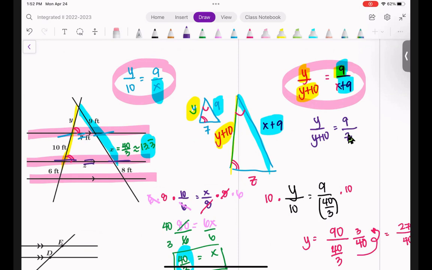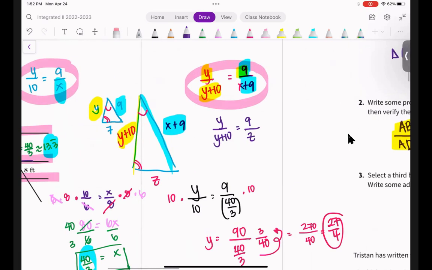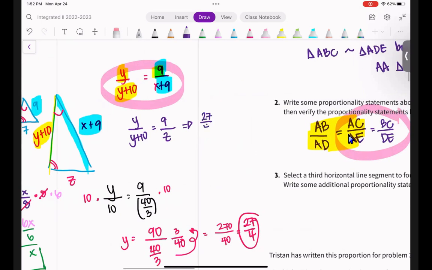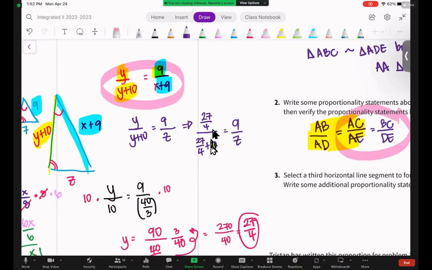Some of you talked about cross multiplying, which you can also do. It doesn't matter which way you go. So then I'm going to write my 27 over 4 on top here. So I'm going to go this way. So I get 27 over 4 divided by 27 over 4 plus 10 equals 9 over z. And then I'm just going to solve that. Okay, I know this looks crazy. I know it does. So one of the things that you could do is you can multiply. I'll just leave it right now.